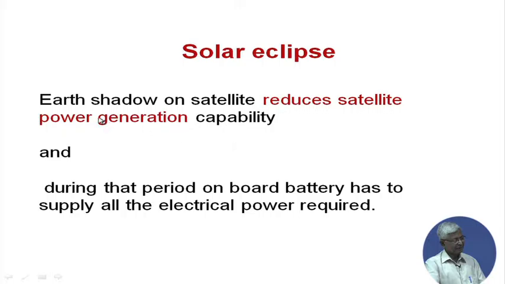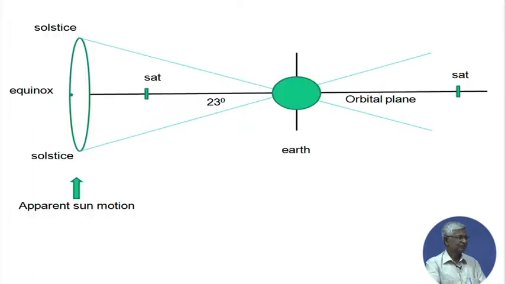The other thing is solar eclipse, that is Earth's shadow on the satellite, that will reduce the satellite power generation, and during that period the battery on board has to be used to supply all the power to the electrical circuits which are on board. Let us look at it.